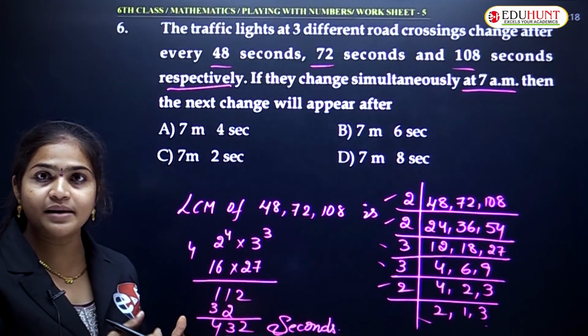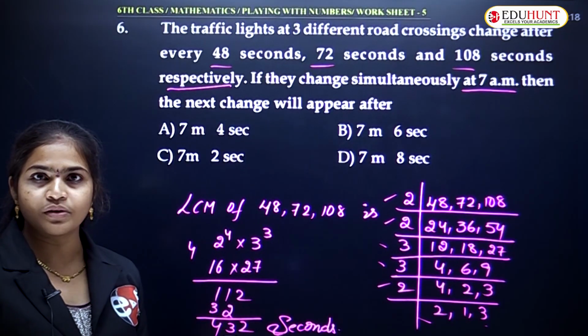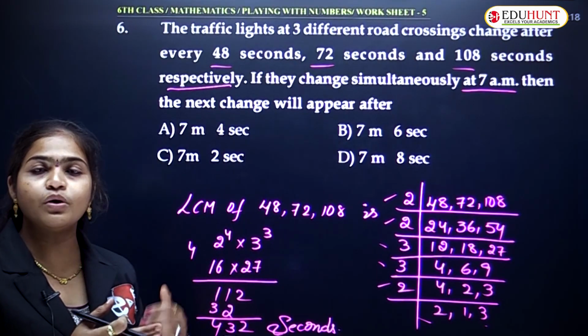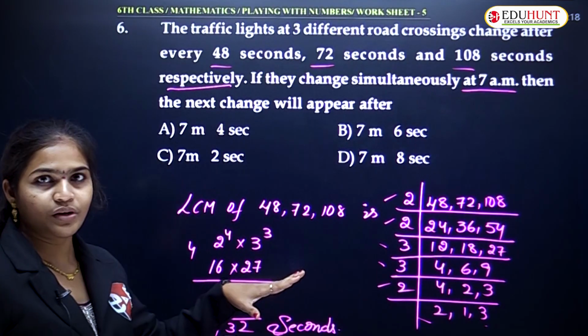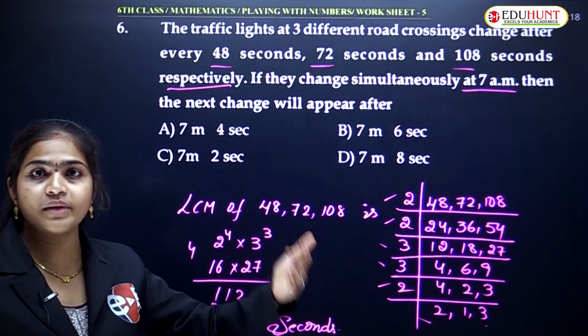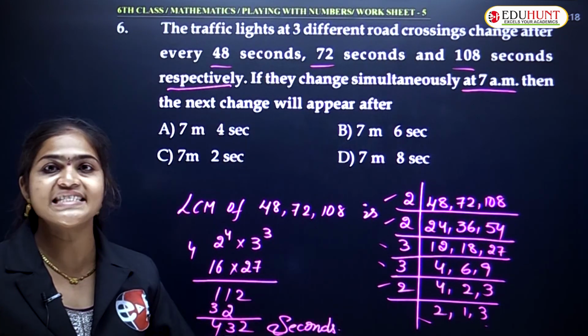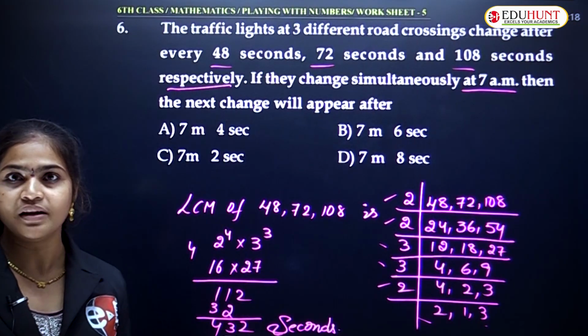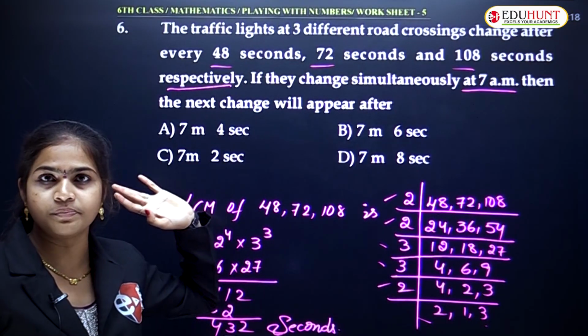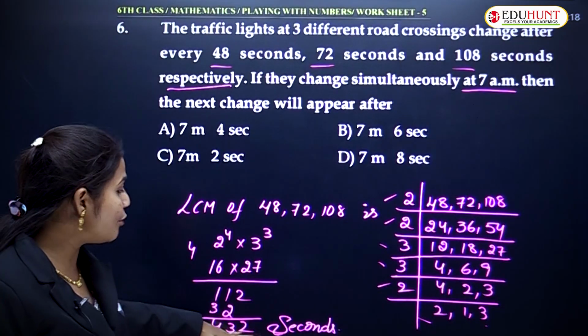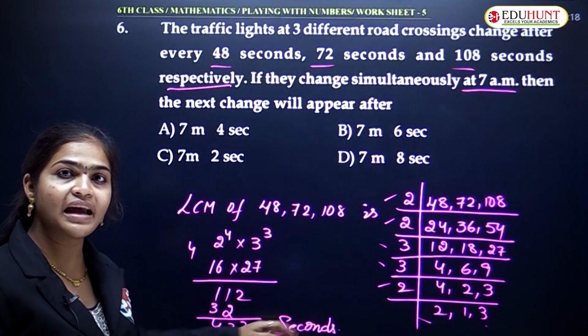What will be the time for that next change? Okay, next changing traffic light. What is the time? That's what they're asking. After how many minutes again the change will happen, or after how many seconds the change will happen? That's what they're asking in the question. Understand, ma? So after how many seconds again will the change happen?